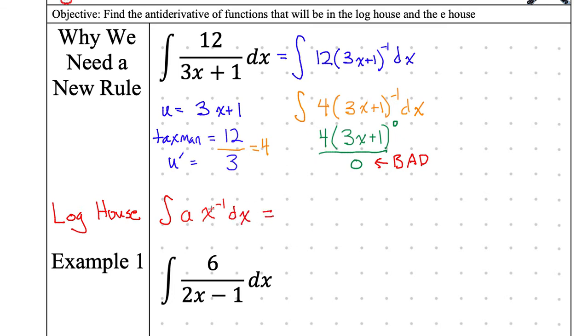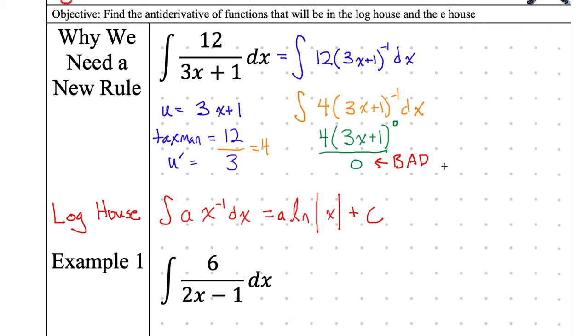The antiderivative of this thing will always, always, always be natural log of the absolute value of x. And I still need that a out front. And I'm missing something. What am I missing? That is right, my plus c. So there we have our rule. Make sure that you have this guy memorized. You guys are probably asking me now, why do you need to take the absolute value instead of just parentheses of natural log? And it has to do with domain.